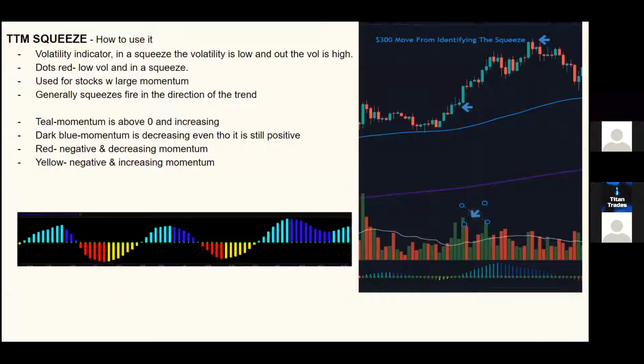Coolio. So today we're going to be discussing two indicators. The first one is going to be TTM squeeze, and the second one's the stochastic slow. We're going to go over them, and then we're going to do some real life examples.